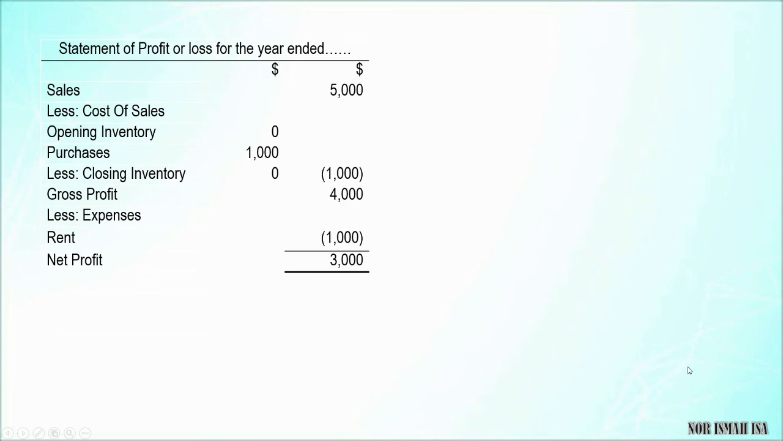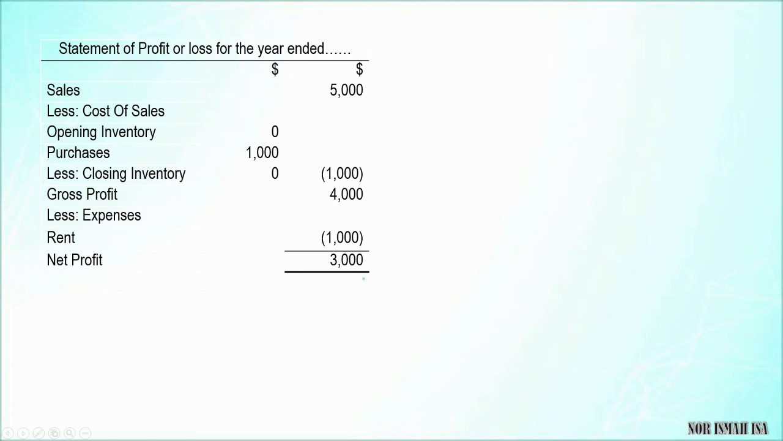So from the previous example, you can say sale is 5,000, cost of sale is 1,000, opening 0, purchases 1,000, closing 0. So opening plus purchases minus closing inventory, cost of sale is 1,000. So the sales minus the cost of sale, you get gross profit of 4,000. So less other expenses related to operating of the business is rent 1,000. So the net profit is 3,000.